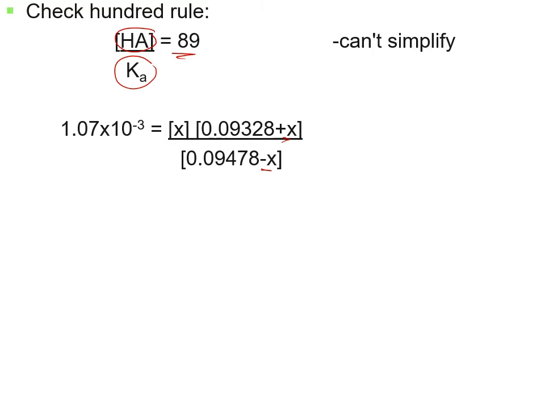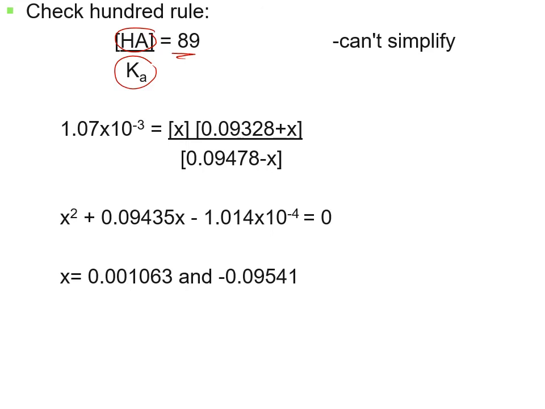They're going to be relatively large compared to the numbers in which we're using them. So we have to actually do the math, expand out the brackets, and we're going to end up having to do a quadratic. So we have the equation set equal to 0, run it through the quadratic, and realize that the negative value is not going to work because this is the concentration of hydrogen. So we should end up with 0.001063 as our concentration of hydrogen, which when we take the negative log of that, we will have our pH.